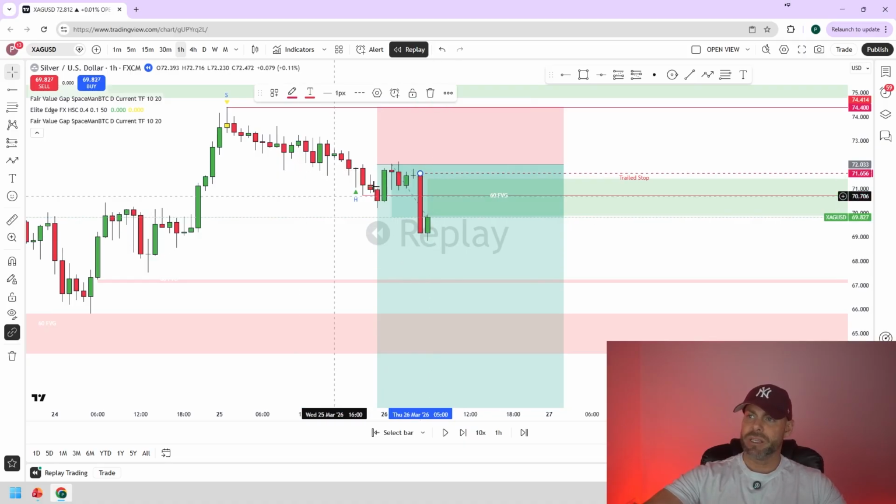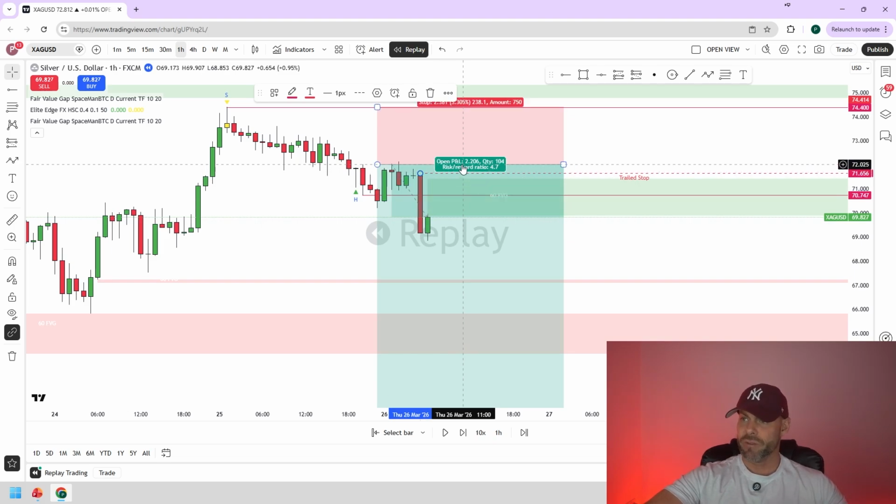Even if the market does come back up and target this area and goes through here, we would be stopped out for still a profit. All right, a very small profit. However, it would be a profit.